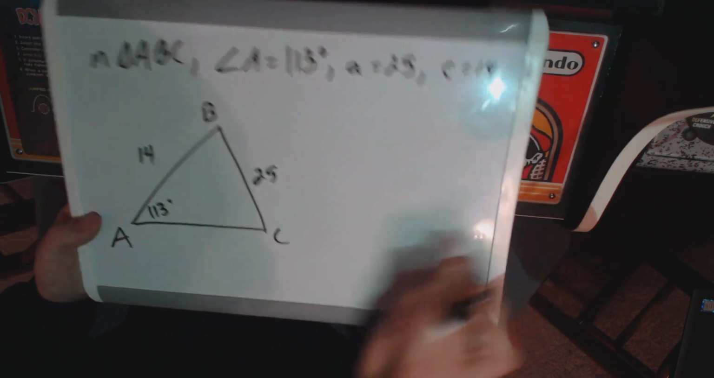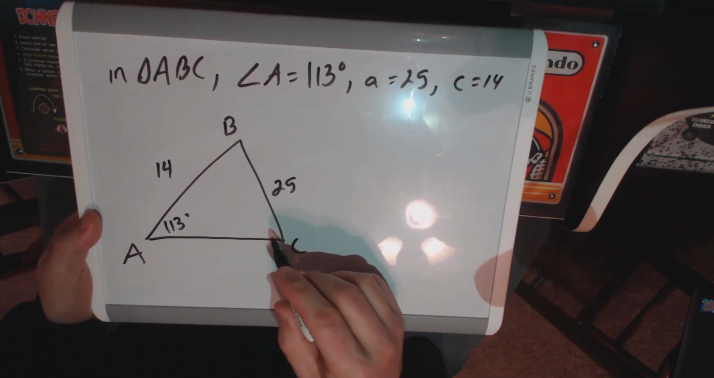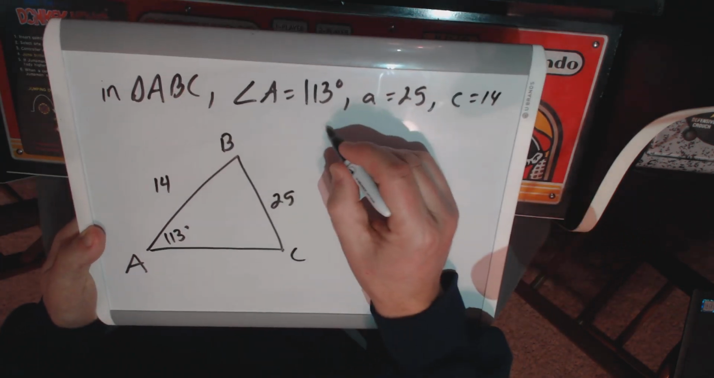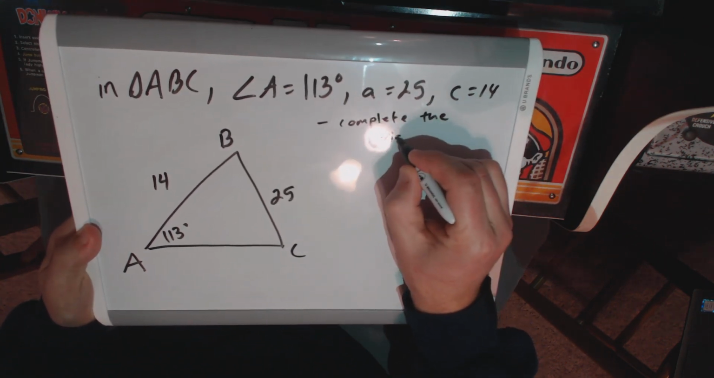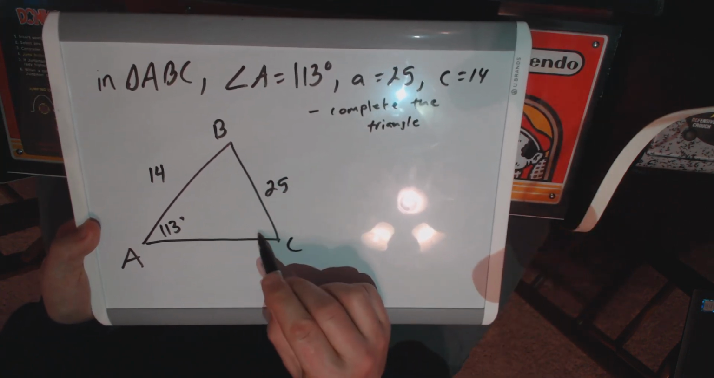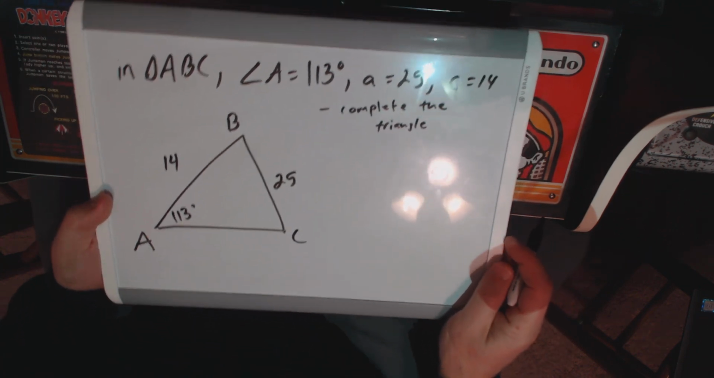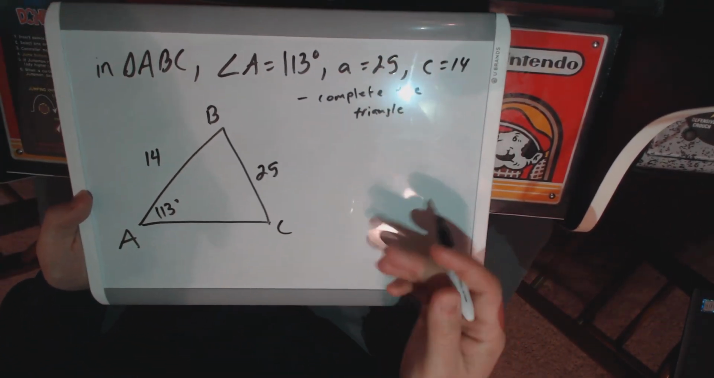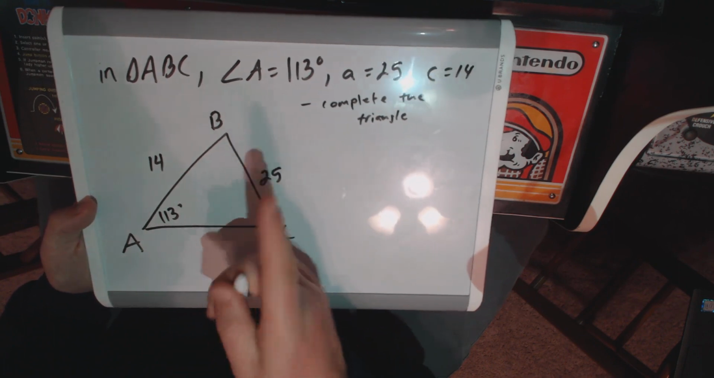Now, take a careful look at this. Essentially, we need to complete the triangle. In triangle ABC, what we need is angle B, angle C, and side B. First off, the question is, can you use the law of sines here? Well, you can, because you have angle A and side A. Anytime you have a matching pair like that, law of sines is good.